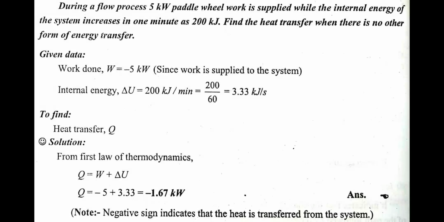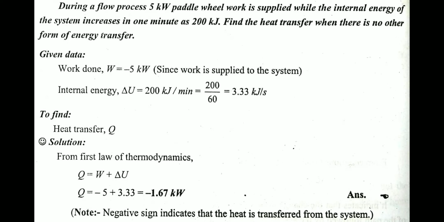So here the problem is, during a flow process, 5 kilowatt paddle wheel work is supplied to the system. Work input. So for the system, this work input of 5 kilowatt is given, while the internal energy of the system increases in 1 minute by 200 kilojoule. Change in internal energy, for 1 minute, it is given as 200 kilojoule.